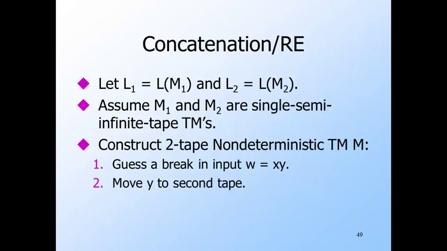M moves Y to its second tape. M simulates M1 on input X and M2 on Y. If both accept, then M accepts. Since it is non-deterministic, it will guess every possible way to break W into two pieces, so it always accepts W if W is in L1 concatenated with L2.